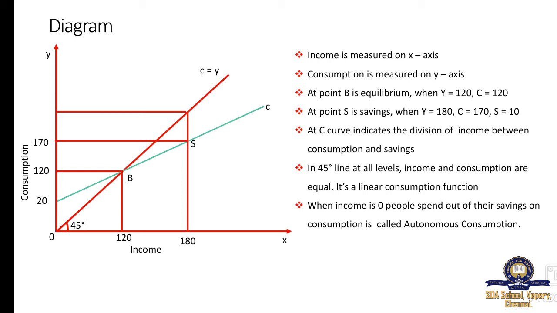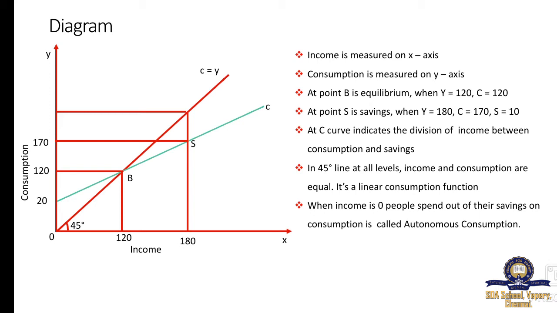Diagrammatical explanation. The X-axis refers to income, the Y-axis refers to consumption. And look at the diagram. Income is 120 and consumption is 120. So that's why B is known as equilibrium, because Y equals C or C equals Y. It is indicated by the 45-degree line. It's a linear consumption function. The next one: 180 is the income, 170 is the consumption. So Y minus C, 180 minus 170, is 10 rupees. It's wrongly given in the diagram. 10 rupees is the saving, so it's shown by the saving line.